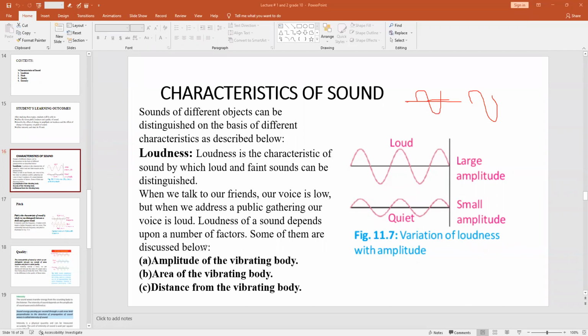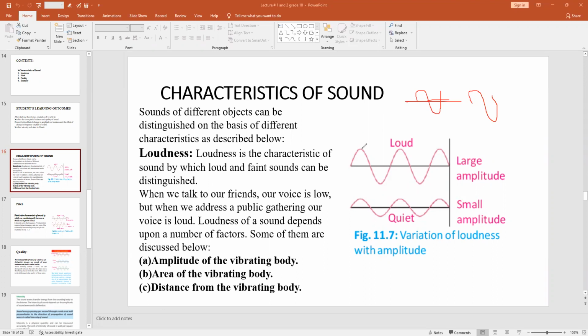Some of them are discussed below: amplitude of the vibrating body, area of the vibrating body, and distance from the vibrating body. The example given for amplitude is this: if you are speaking on a mic, the amplitude will be very large. When the amplitude is large, the maximum voice can be heard. Similarly, if you are talking to your friend, your voice is low, so the amplitude will be small. This amplitude is small as compared to this.